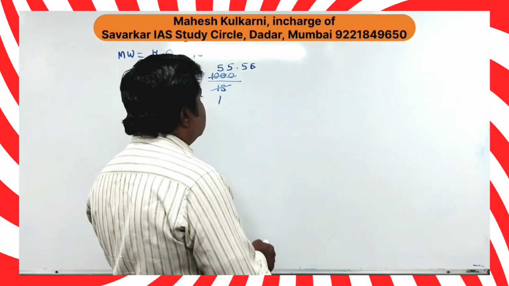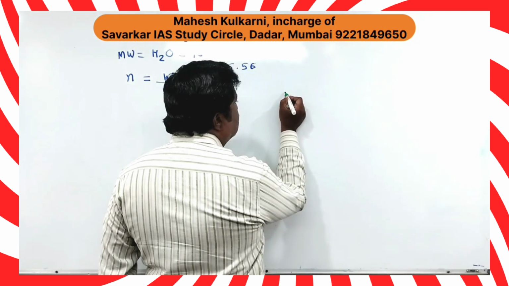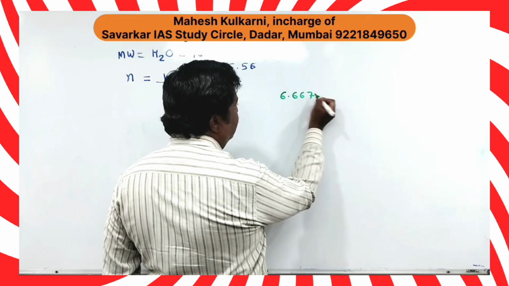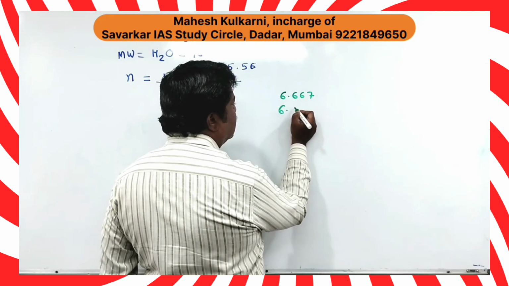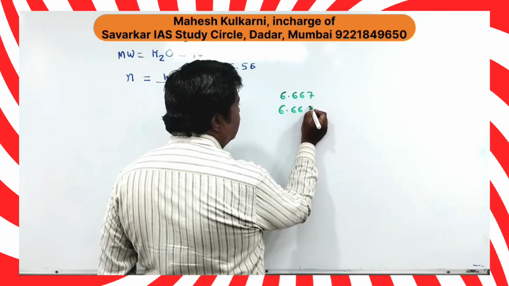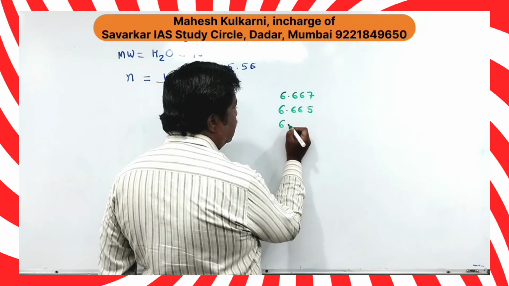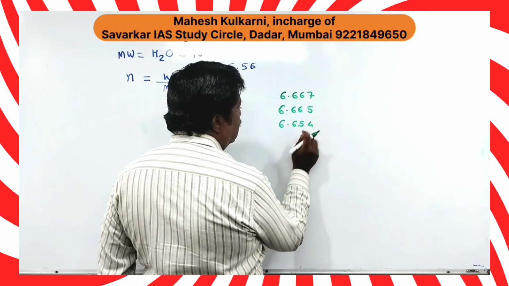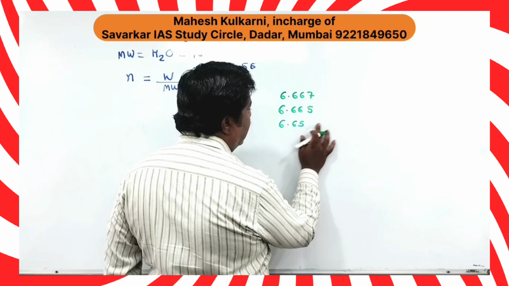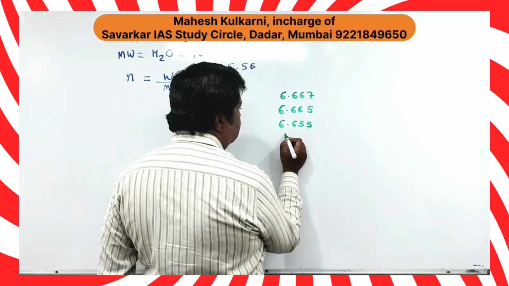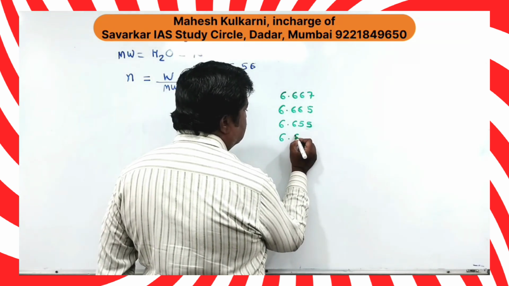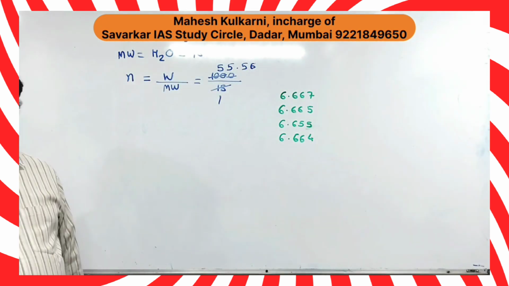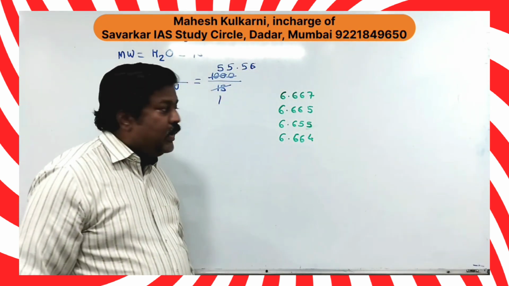Let us take certain figures to round up. Say for example 6.667. Second figure 6.665. Third figure 6.655. Fourth figure 6.664. How are we going to round up to 2 decimals?